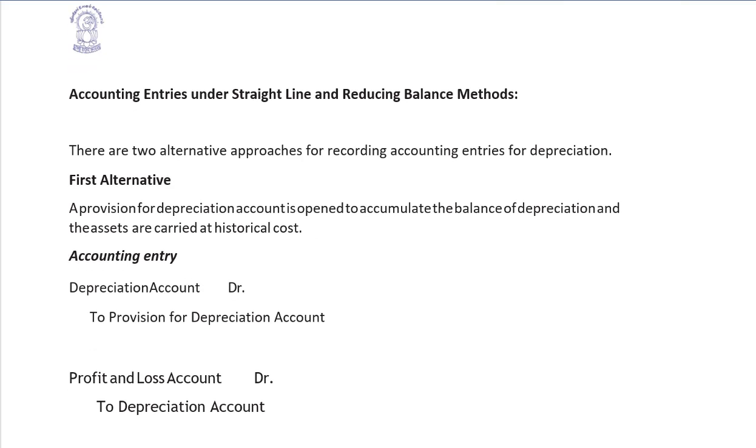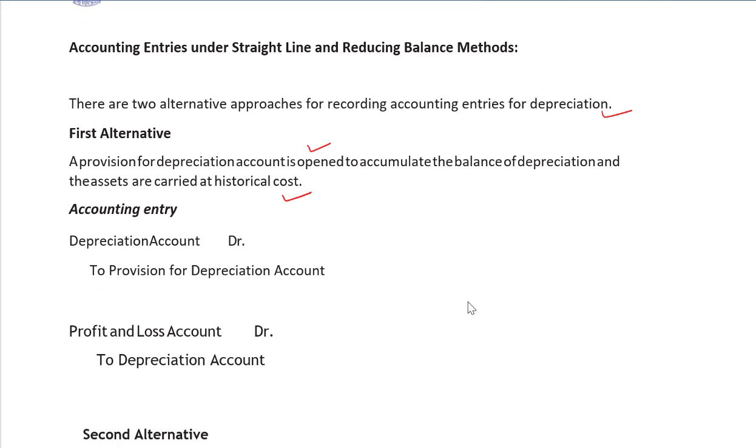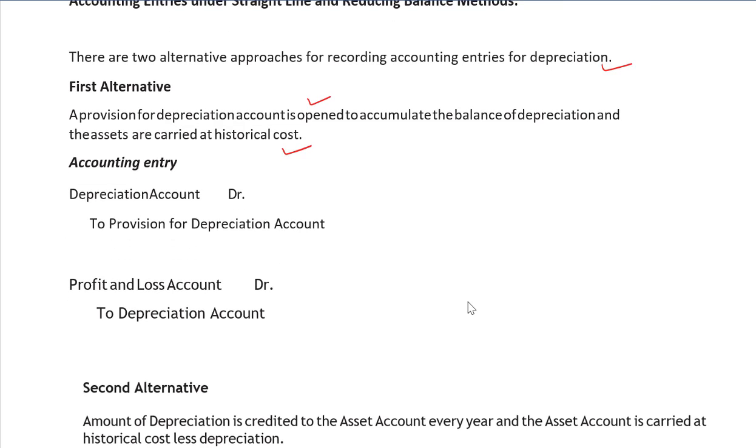Let us continue and learn the accounting entries under straight line and reducing balance method. There are two alternative approaches of recording accounting entries for the depreciation. First alternative, a provision for depreciation account is opened to accumulate the balance of depreciation and assets are carried at historical cost. Just see the accounting entry.